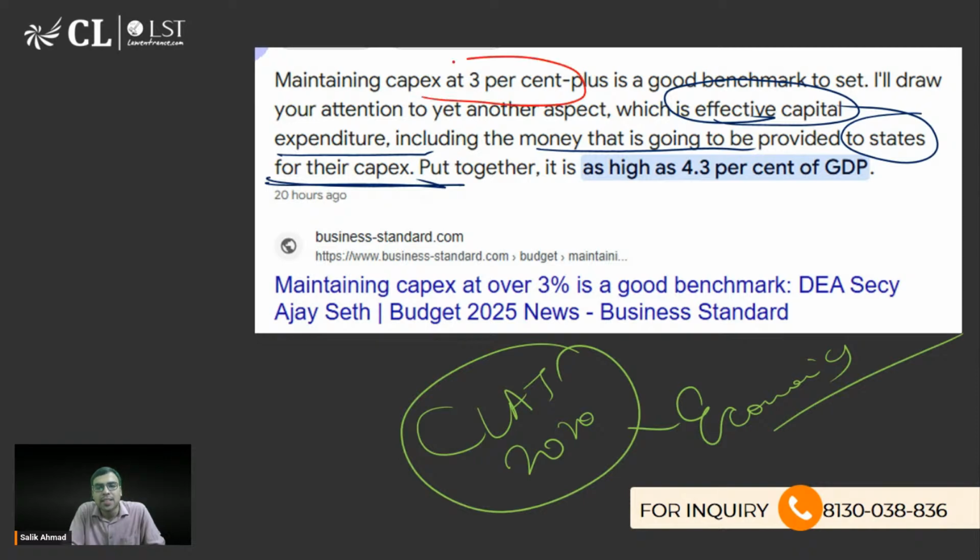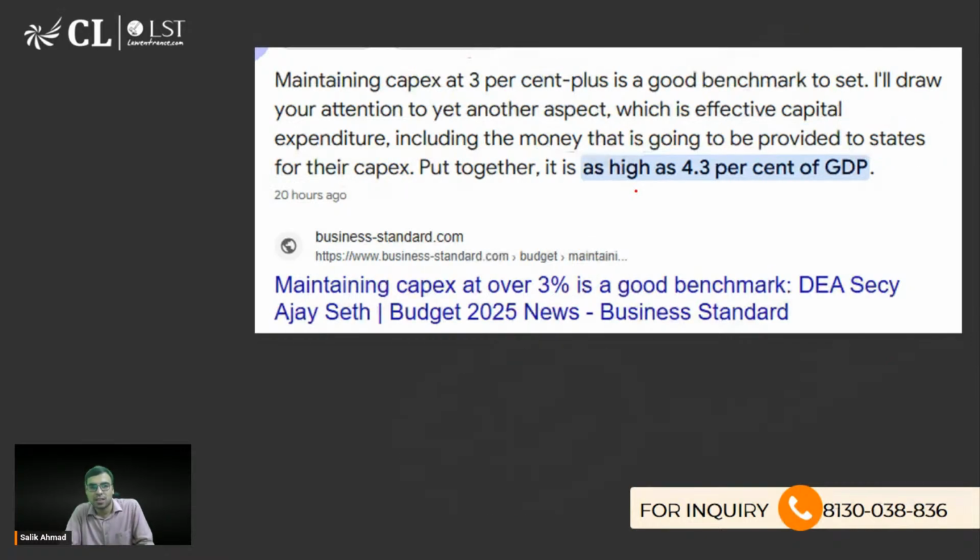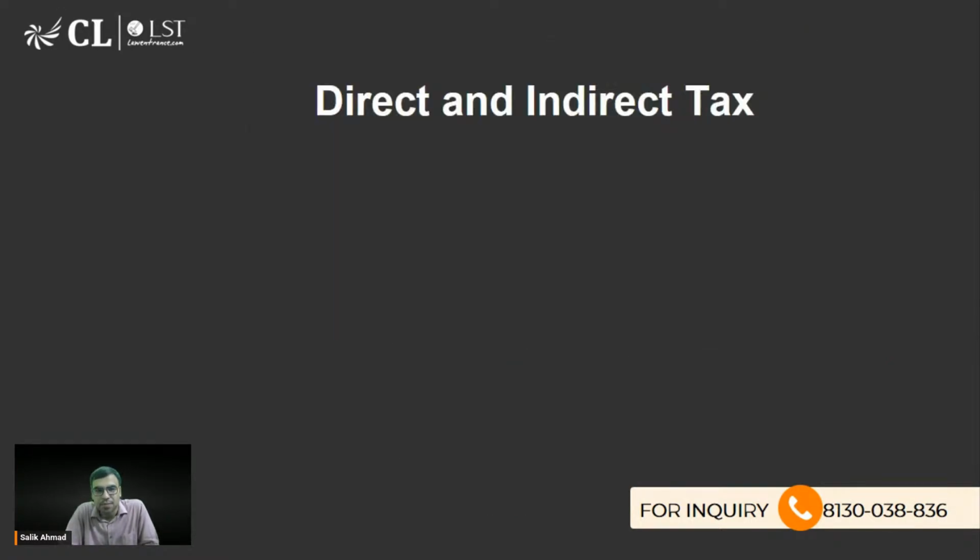हाँ, so maintaining capex at 3% plus is a good mark, है ना, but currently it is as high as 4.2%, है ना. So generally 3% के आसपास अच्छा माना जाता है. 3% of GDP, ठीक है. So if they are spending 3% of GDP, the capex is considered as very good.